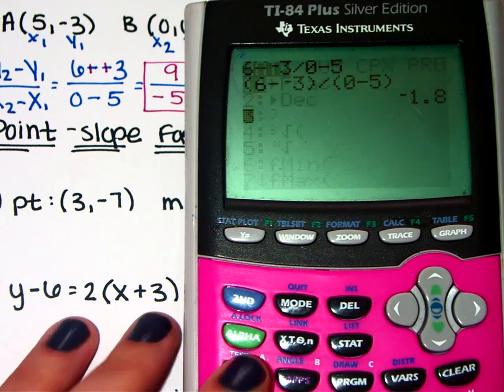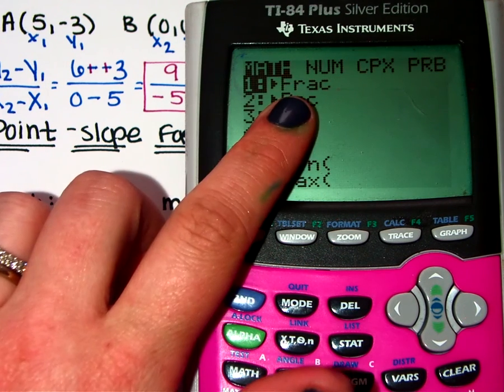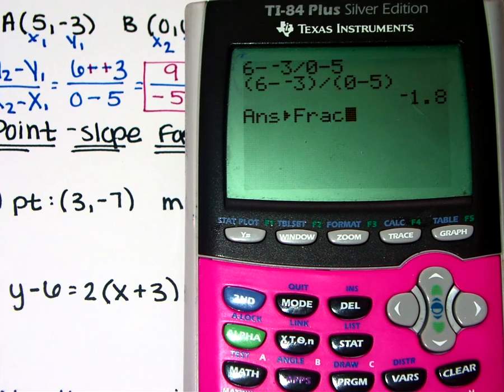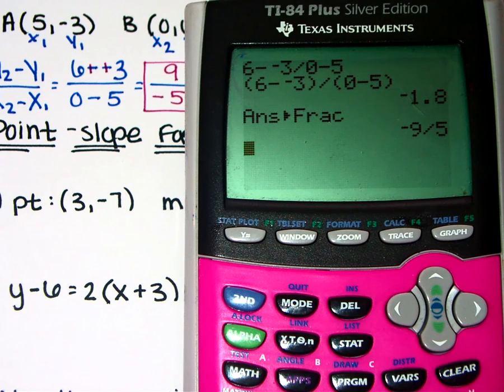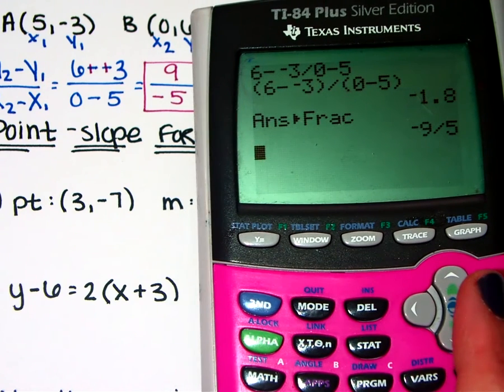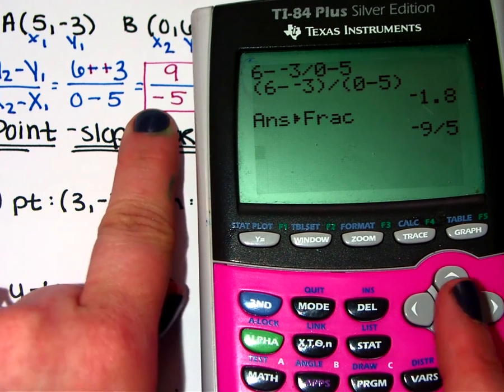We want to go to math. Option 1 is fraction, so math and enter. And this means change my answer to a fraction. So negative 9 over 5, which is exactly what we got. It's okay that our negative was in the bottom.